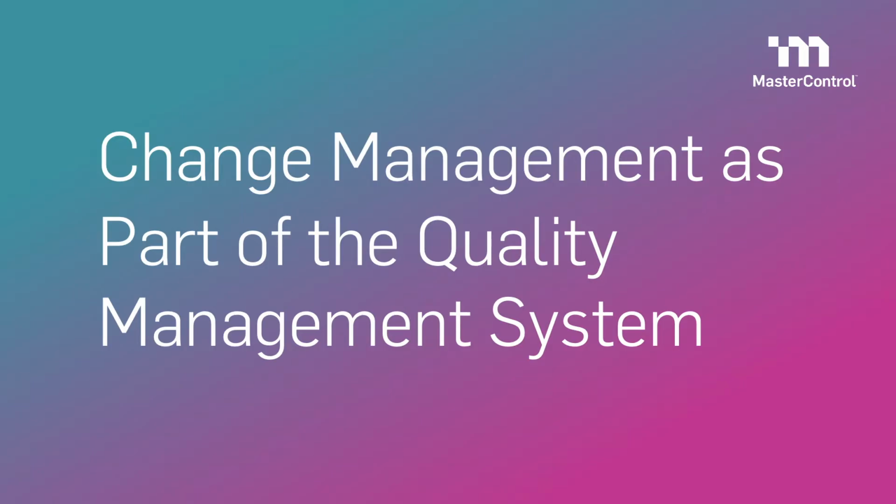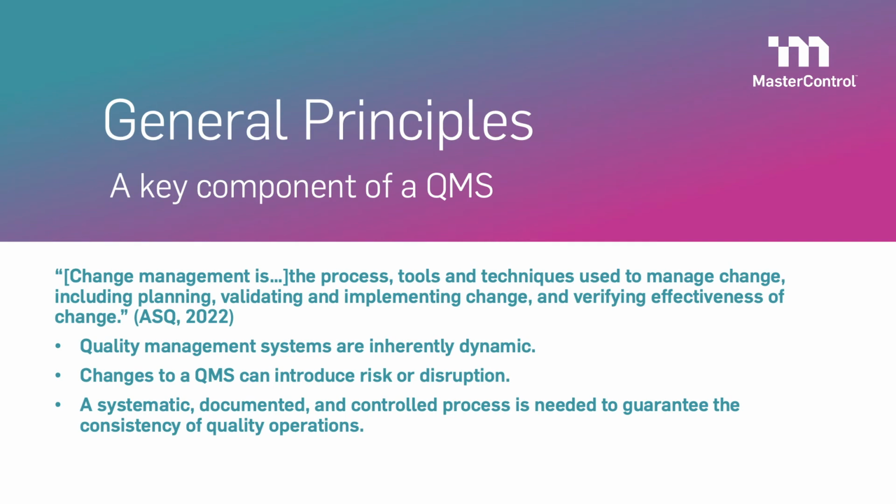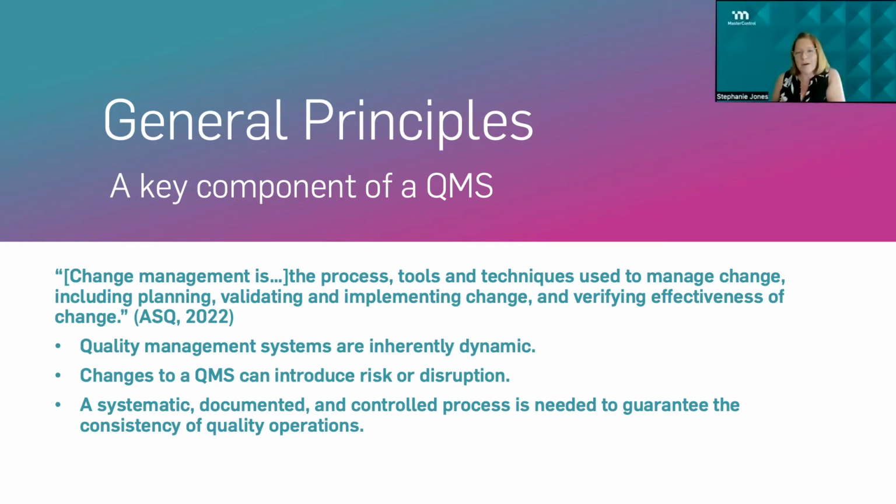So first, we'll talk about change management as part of your quality management system. And we'll start with the general principles. What is a change management process? The American Society of Quality put out a definition, and they talk about the fact that a change management process is going to include things such as the actual process you're following, the tools that you're using to manage your change, how you plan, validate, and implement your change. And of course, as any good quality person knows, you've got to be able to verify the effectiveness of the changes you're putting into place.